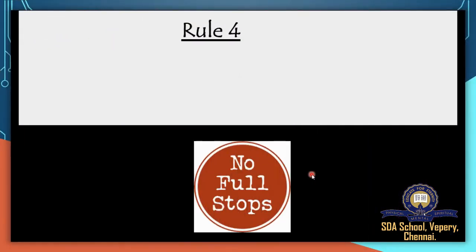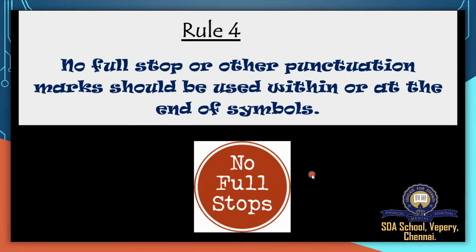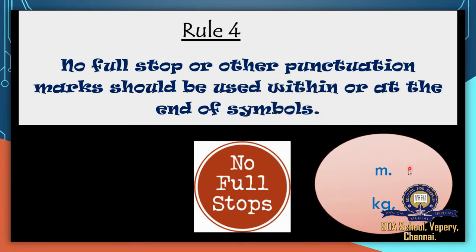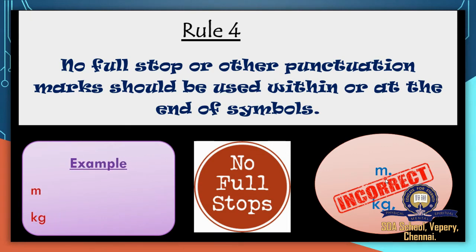Let's move on to rule 4. No full stop or other punctuation mark should be used within or at the end of the symbols. For example, is this correct? Compare it with rule 4. It has a comma near kg and a full stop near meter, so it is incorrect. Then is this form correct? Meter, kg? Yes, it is correct. This is what rule 4 states.